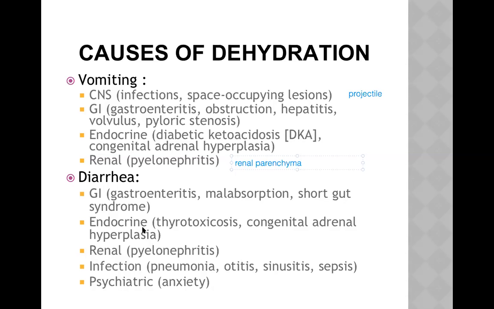Endocrine causes which lead to diarrhea are thyrotoxicosis and congenital adrenal hyperplasia again. Thyrotoxicosis is excessive release of thyroid hormone, also known as hyperthyroidism. Because of excessive GI motility, there will be diarrhea. Pyelonephritis also causes diarrhea. Different types of infection in the body of a child can result in diarrhea as well as vomiting, like pneumonia, otitis media, sinusitis, and sepsis. These are the different examples of infection. Like, what is otitis media?